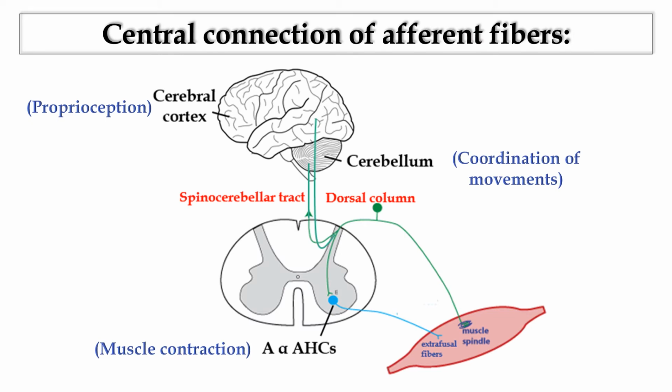What is the central connection of afferent fibers? When the afferent fibers, either primary or secondary, arise from the muscle spindle, where should they go? They pass in 3 pathways, in 3 routes. The first is the main route of the stretch reflex, entering the posterior horn cells.